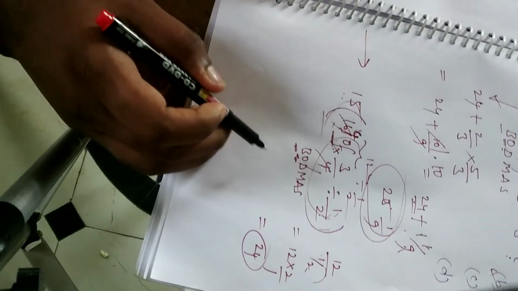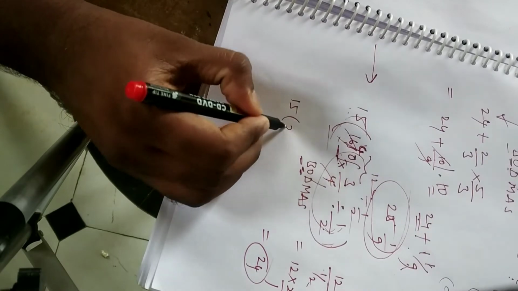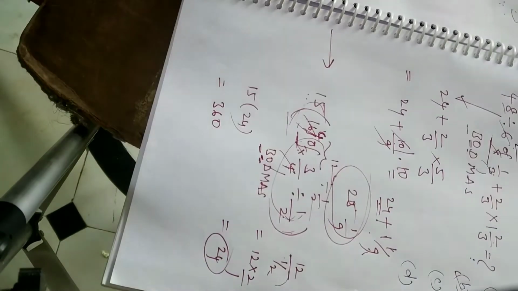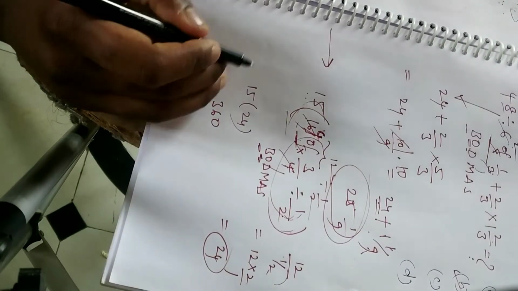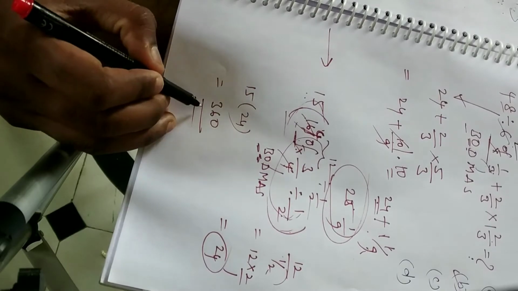Now it is 24. Now it is 15 into 24. I hope you understood, right? So the answer is 360. I hope you understood. 15 into 24, 360.